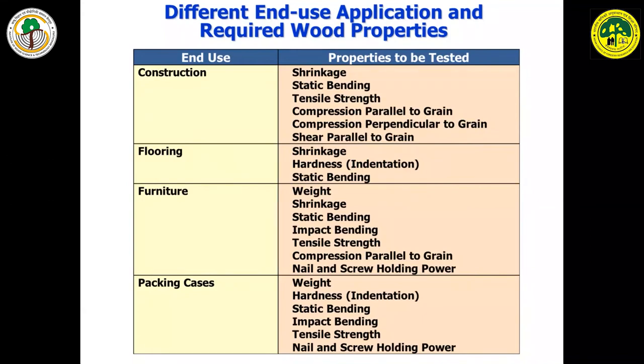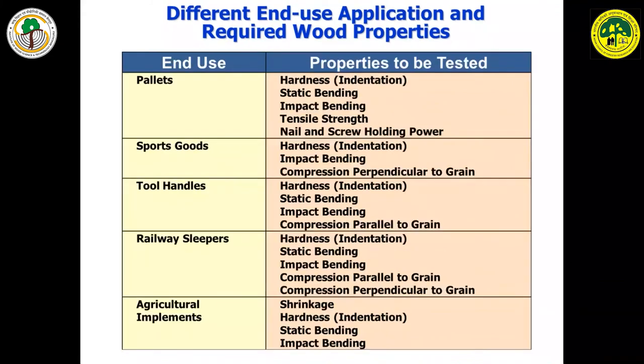Similarly, for flooring, sinkage, surface hardness, and static bending are required. For furniture, we need to know the weight, sinkage, static bending, impact bending, tensile strength, compressive strength, nail and screw holding power. For packing cases, weight, hardness, static bending, impact bending, tensile strength, nail and screw holding power. If you want to use the wood for pallets, then we need hardness, static bending, and impact bending.